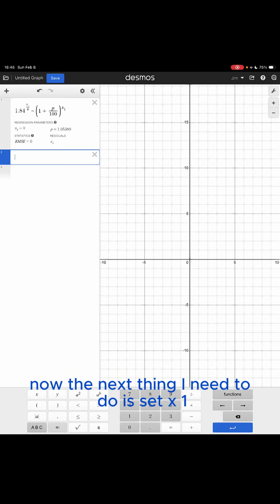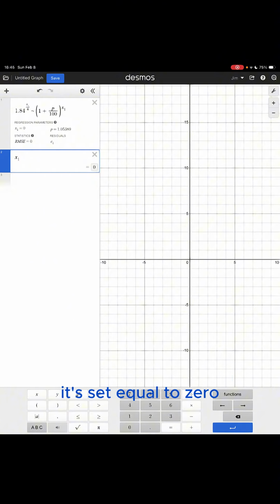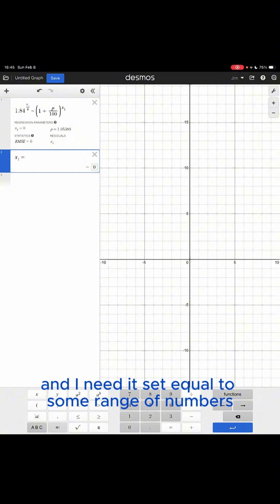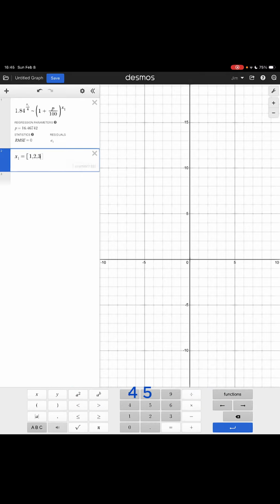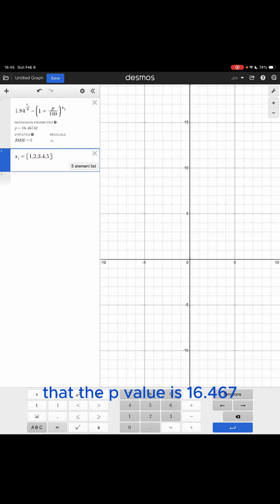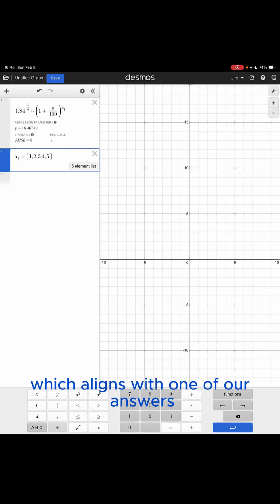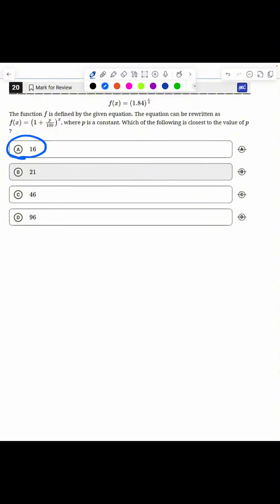Now the next thing I need to do is set x1, because right now you can see in the regression parameter it's set equal to 0, and I need it set equal to some range of numbers. And I'm just going to pick 1, 2, 3, 4, 5. And you can see for the numbers in our 5-element list there that the p-value is 16.467, which aligns with one of our answers. And so from Desmos, we can see letter A is the correct solution.